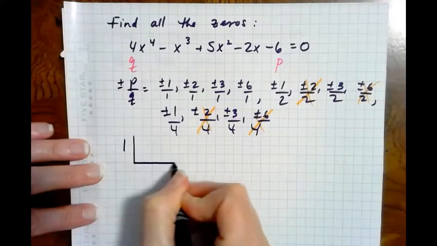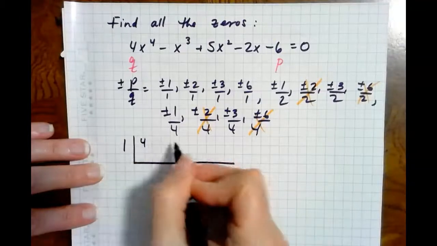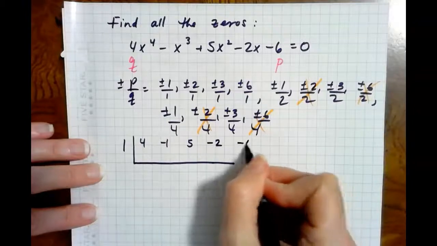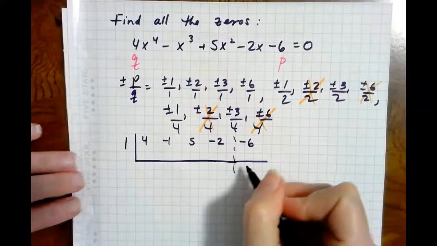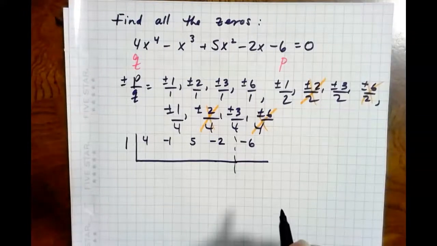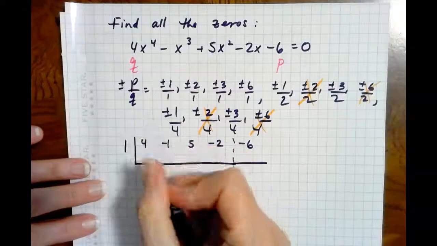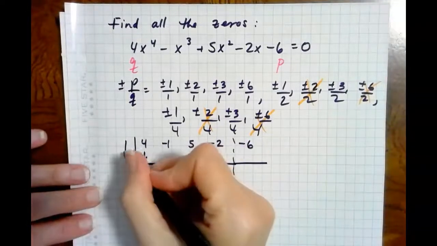And let's test positive 1 with synthetic division. So 4, negative 1, 5, negative 2, and negative 6. Remember, we're looking for a remainder of 0 because that will tell us that we're dealing with a real factor. So bring down the 4, and then multiply and add.